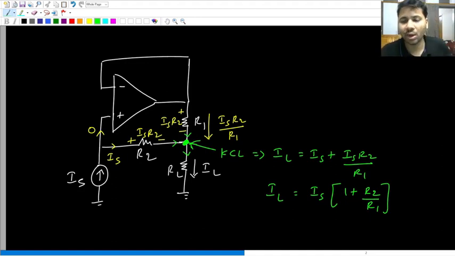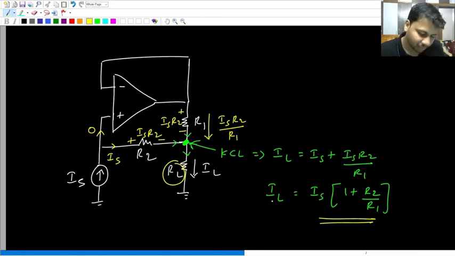Even in this circuit, what is this load current? It is the current flowing through this load resistance. And if you look at the expression for the load current, it contains what? Is, which is the input current source, and then resistors R1 and R2, but there is no RL. So in the expression for IL, there is no RL. Does it not mean that the load current is independent of load resistance?